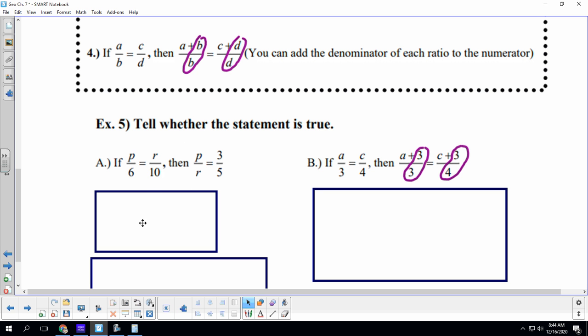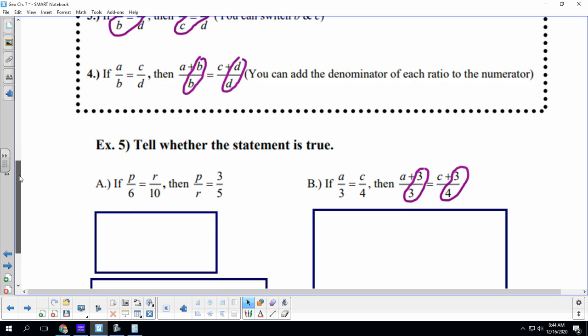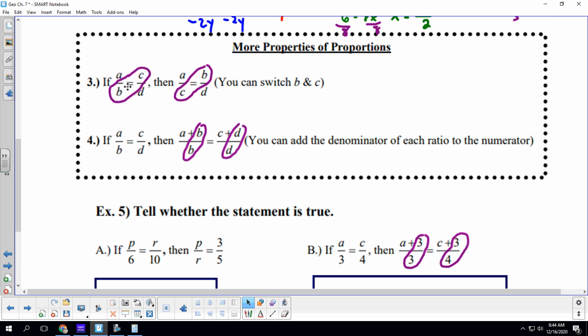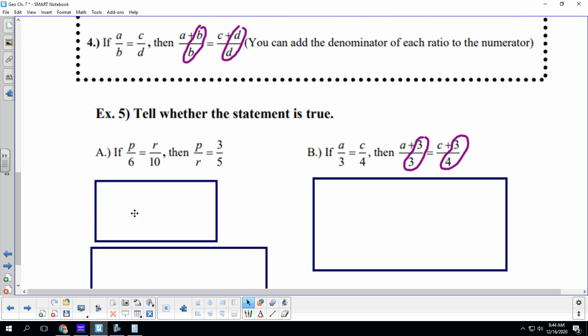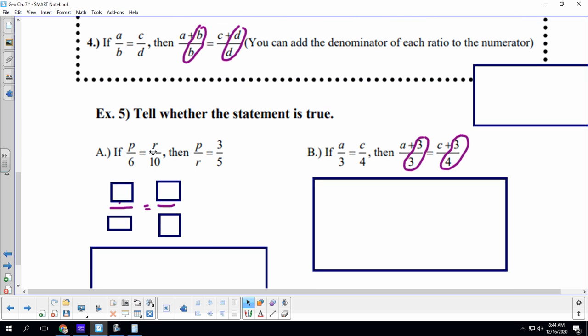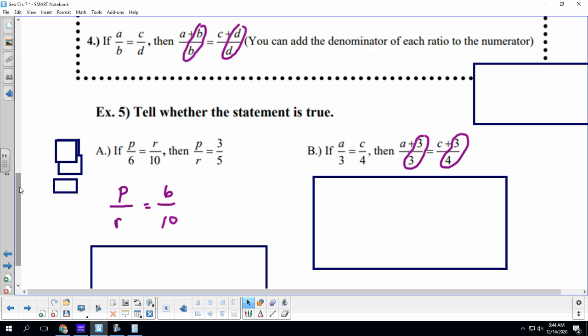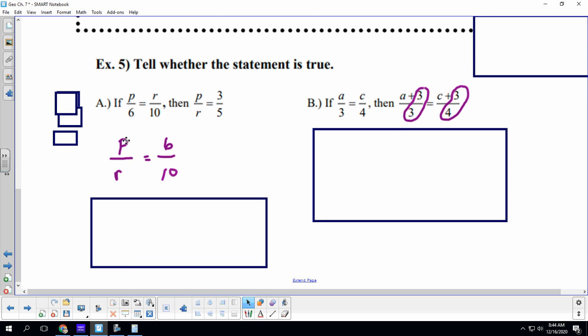Because it doesn't have a plus sign, I'm going to switch the C and the B. So I'm going to switch 6 and R. The P and the 10 stay the same. Where the R is, I'm going to put a 6, and where the 6 was, I'm going to put an R. So it says P over R equals 3/5.